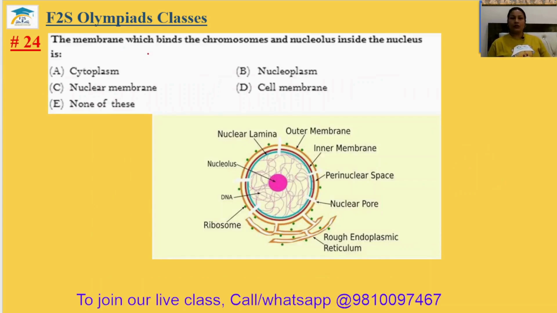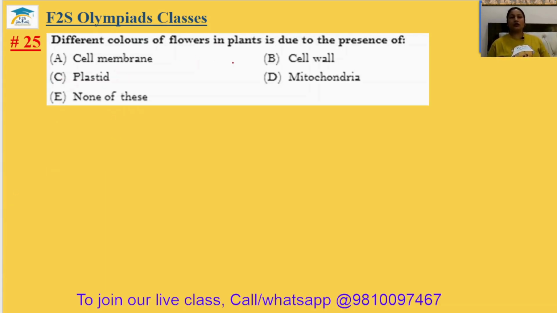Question number 24. The membrane which binds the chromosomes and nucleolus inside the nucleus is cytoplasm, nucleoplasm, nuclear membrane, or cell membrane. So this is your nuclear membrane. Actually, nuclear membrane binds this to both so that the nucleoplasm cannot come outside. So 24th answer will be option C. Question number 25. Different colors of flowers in plants is due to the presence of cell membrane? No. Cell wall? No. Plastid, due to the presence of plastid. 25th answer will be option C.